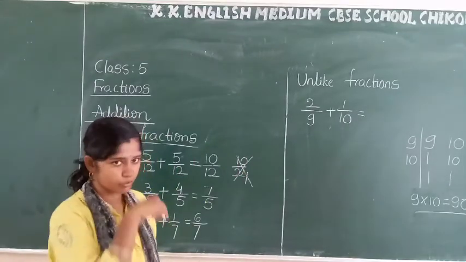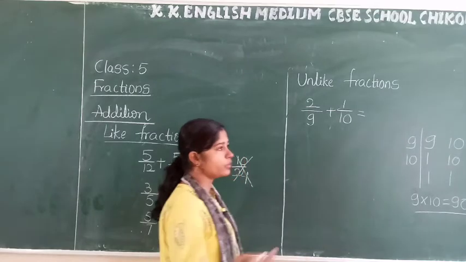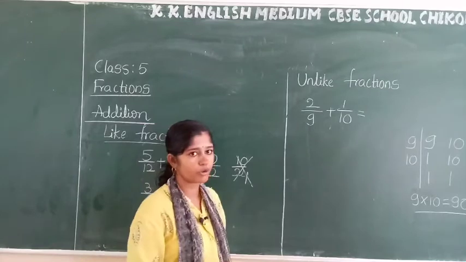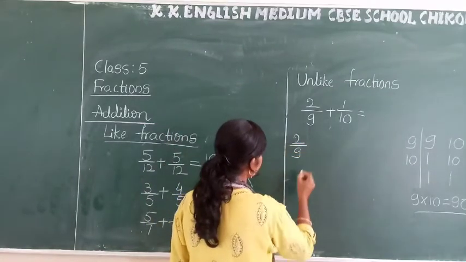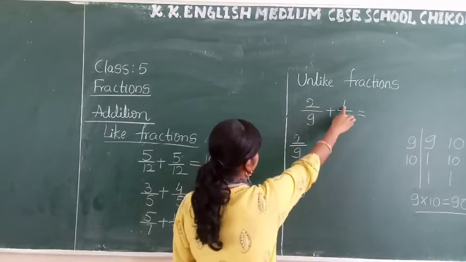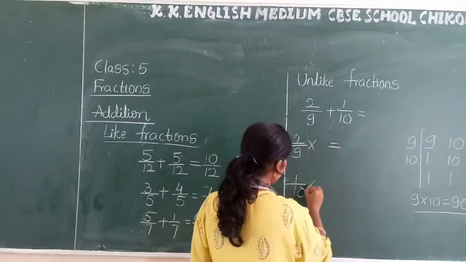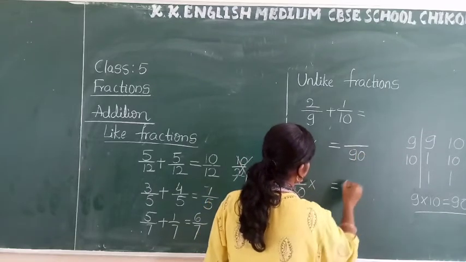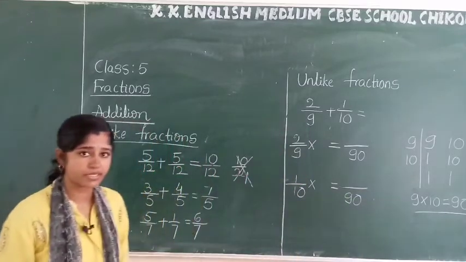Then what next step do you have to take? You have to make the denominators the same. What you did in the previous video, how to compare the fractions, here also you have to follow the same step. Take 2/9, next 1/10. You have to take these numbers. 2/9 I wrote here and 1/10 here. Next, into here equal and into here equal, and here you have to write 90. Why do we have to make the denominator 90? Because our LCM is 90.